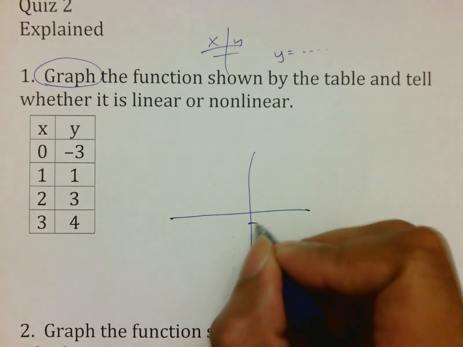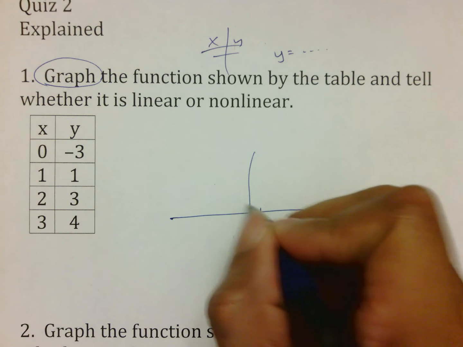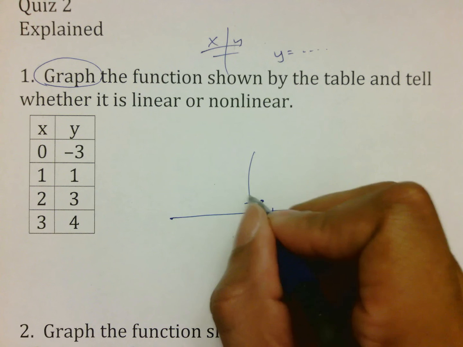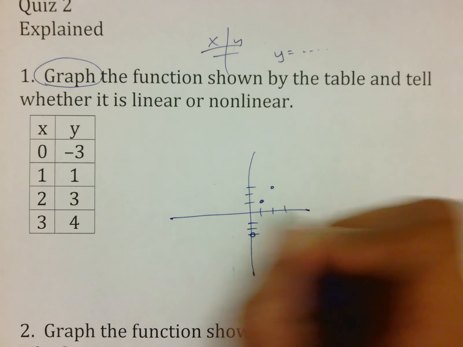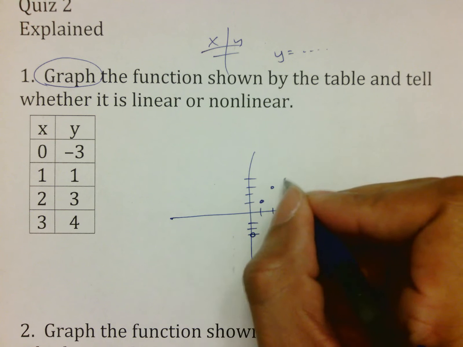0, -3 means go down 3. 1, 1 means go over 1, up 1. 2, 3 means go over 2, up 3. 3, 4 means go over 3, up 4.